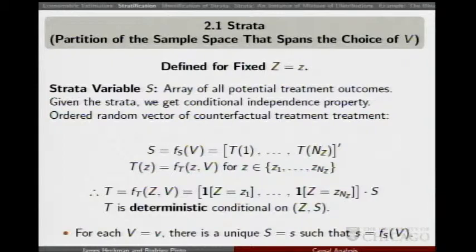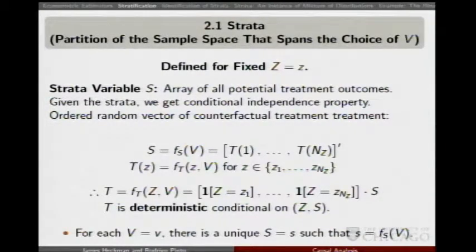So let me define what I mean by strata. I've used the term repeatedly, so let me show what it is. I want to define strata. I want to array, so we think about this vector of potential outcomes. This vector of potential outcomes would be an array of all potential treatment outcomes. And given the strata, we will get a conditional independence property that will sound like a randomization or like a matching.